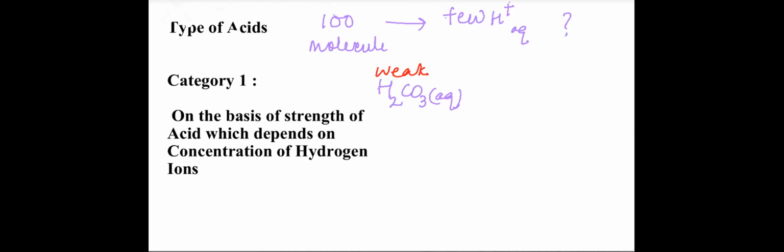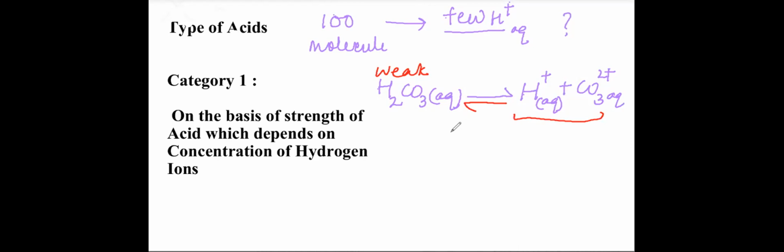So what happens in the case of carbonic acid? It will be ionizing into H positive aqueous and the carbonate ion. But then what is going wrong? अगर वो ionize हो रहा है तो फिर क्या हो रहा है? फिर क्यों वो few hydrogen ions दे रहा है? The reason is that when it dissociates into hydrogen ions and carbonate ions, these ions again combine to give you back the molecule. So basically this undergoes a reversible reaction. It's going in the forward direction and in the backward direction as well.